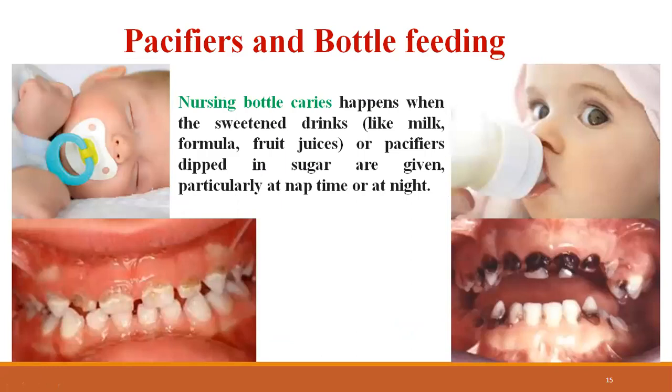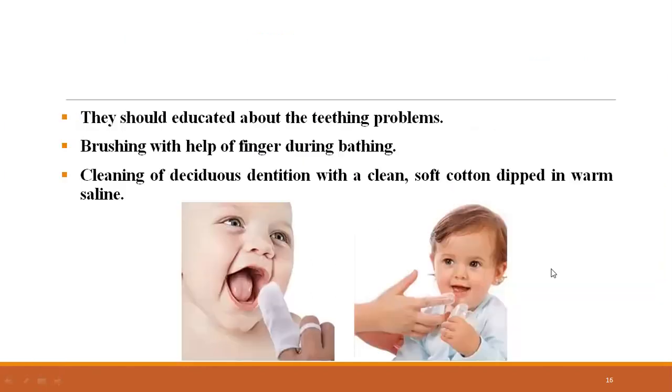Pacifiers and bottle feeding should be avoided because of nursing bottle caries, which happens when sweetened drinks like milk, formula, fruit juice, or pacifiers dipped in sugar are given, particularly at nap time or at night. So these pacifiers and sugar in milk cause caries, which is called nursing bottle caries or rampant caries. This is the initial stage of rampant caries or nursing bottle caries. This is the advanced stage of nursing bottle caries.